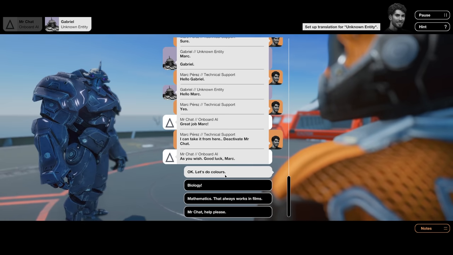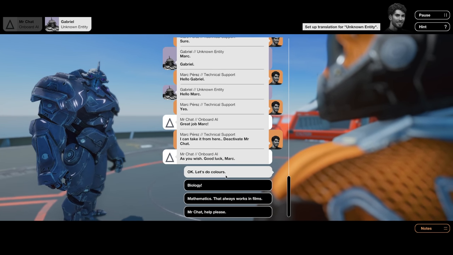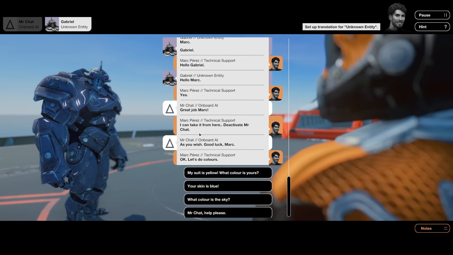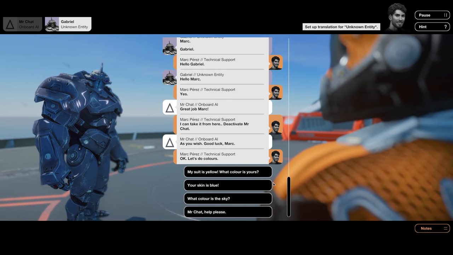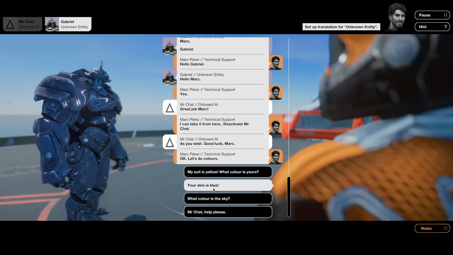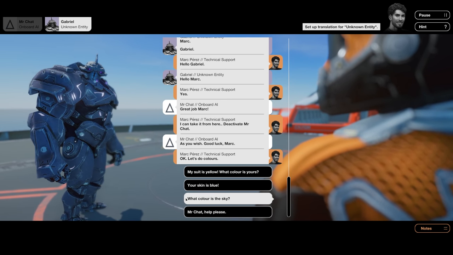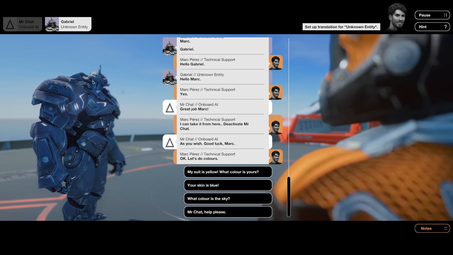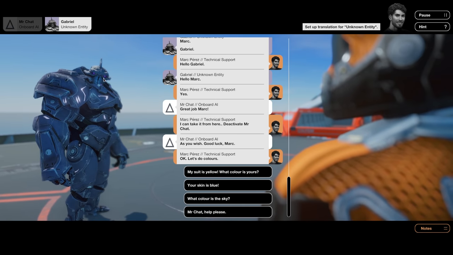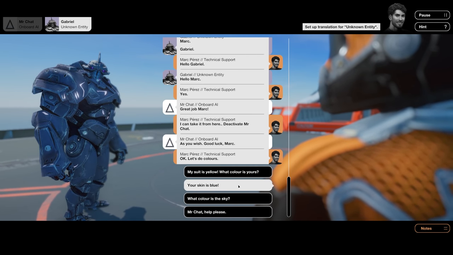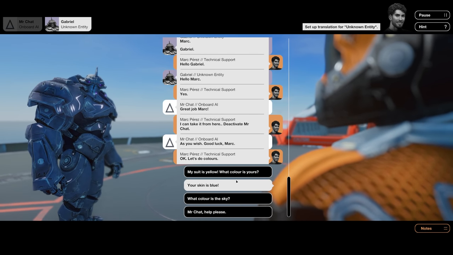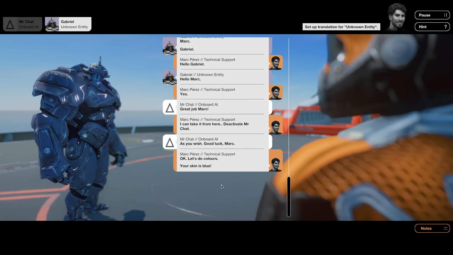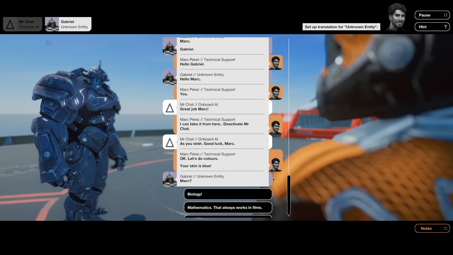Biology, mathematics, or colors? Let's do colors. There's a lot of vibrant colors here. Your skin is blue? I don't know if that's their skin, actually. Well, I guess their head is skin or some sort of exoskeleton. I don't know. Your skin is blue. Mark?